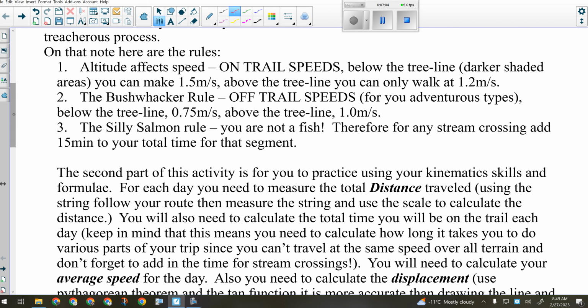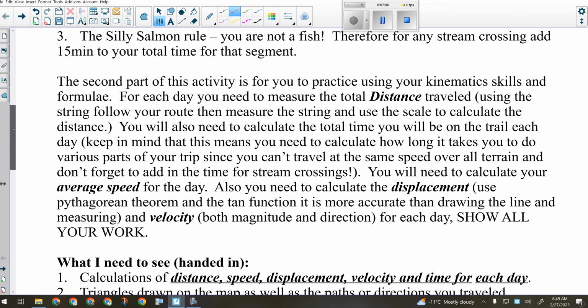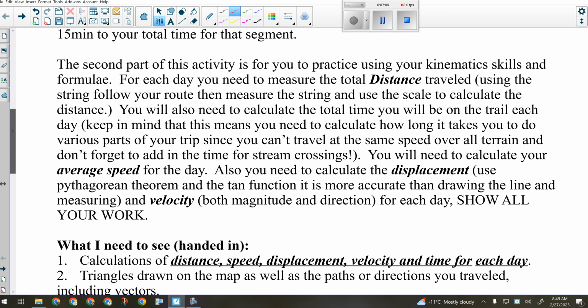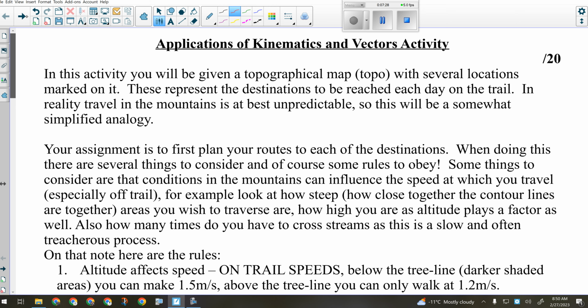All right. The second part of the activity is to practice using your kinematic skills. So for each day, you're going to have to measure the total distance traveled. Now, the way you do that on a map, because you're not going to be following a straight line, okay, is you're going to use your headphone cable or a shoelace or something like that, okay, and you're just going to place it on the map.